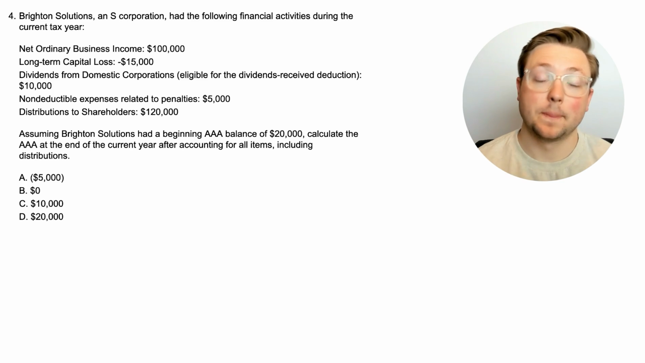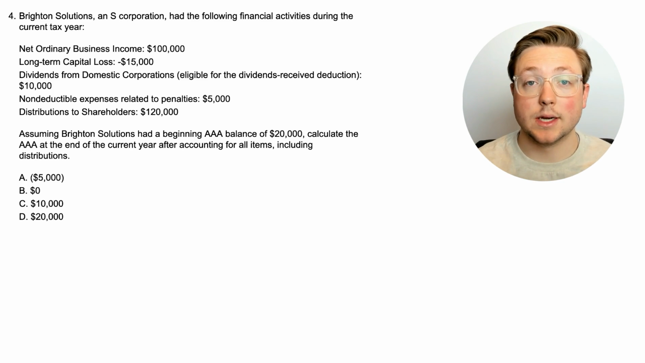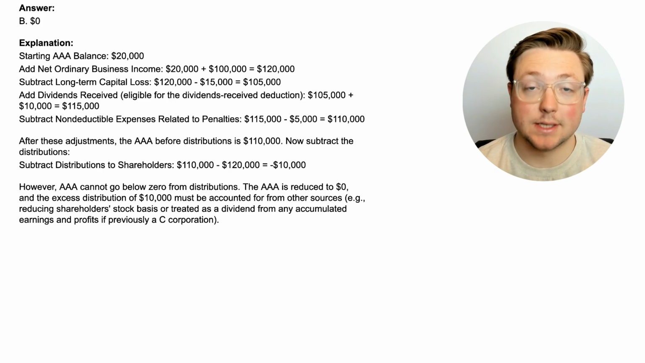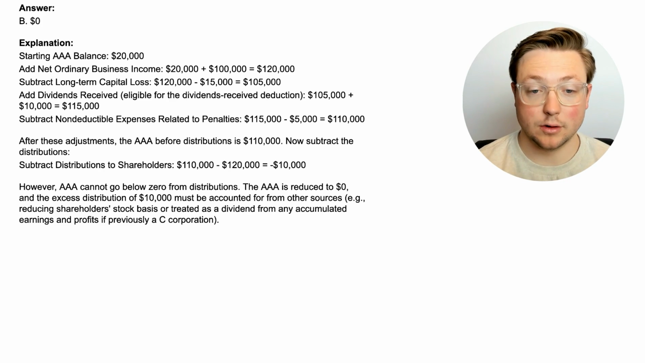Assuming that they had a $20,000 AAA balance at the beginning, we have to calculate the AAA balance for the end of the year. Okay, so in the previous question, we learned that it can go negative, but that didn't include distributions. Go ahead and pause the video, see if you can figure this out. However, there is a rule with distributions to shareholders and how it can affect the AAA. So when you're ready, come back and we will look at the answer. Okay, and the answer is $0. That's the ending AAA balance. So let's learn a little bit about that.